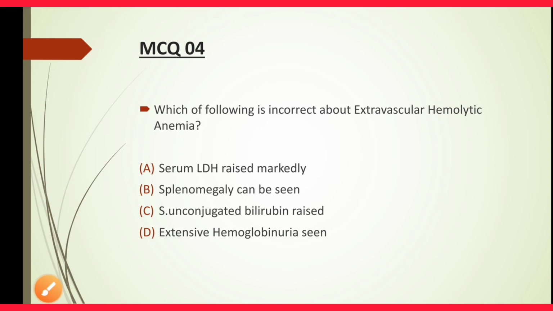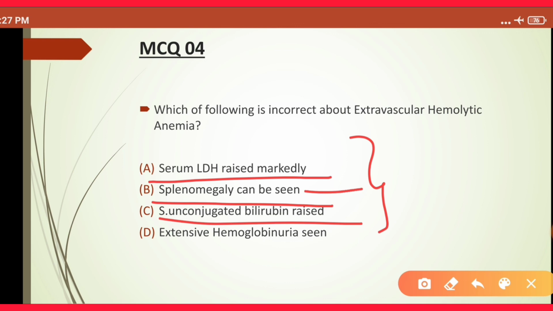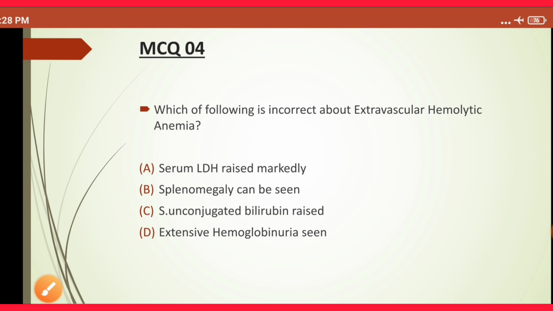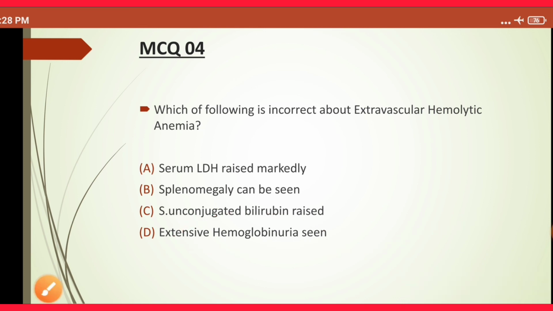Okay, fourth MCQ. Which of the following is incorrect about extravascular hemolytic anemia? Serum LDH level is raised. Splenomegaly can be seen. Unconjugated bilirubin will be raised. So all these three can be seen in case of extravascular hemolysis, right? It happens in the spleen, so splenomegaly can be present. Because of broken RBCs, you can have increased bilirubin level, and because of destruction of RBCs, LDH level will rise. But hemoglobinuria is not seen in extravascular hemolysis. It is classically seen in intravascular hemolysis. So the incorrect statement is presence of hemoglobinuria in extravascular hemolysis.